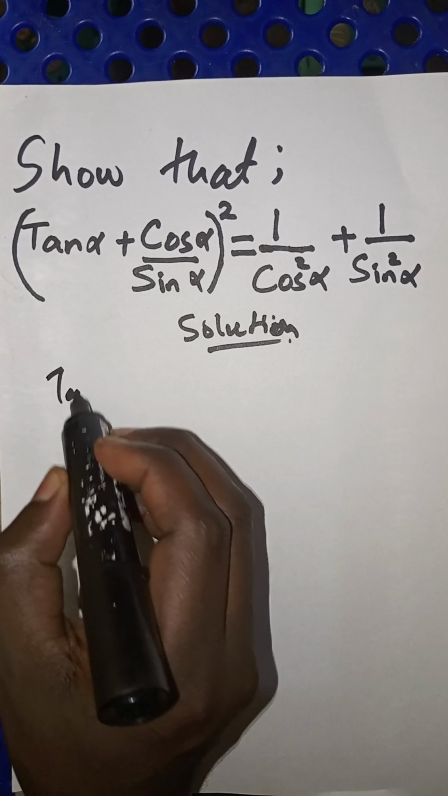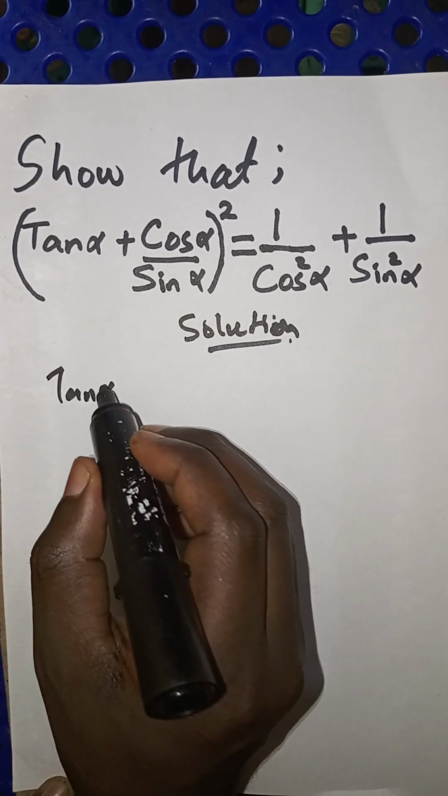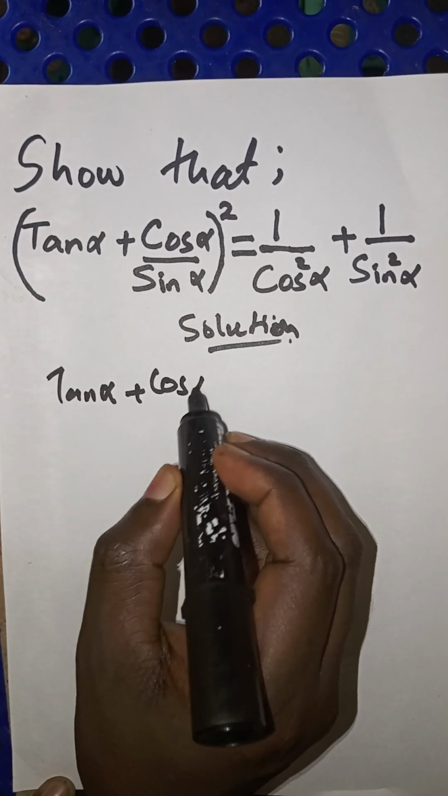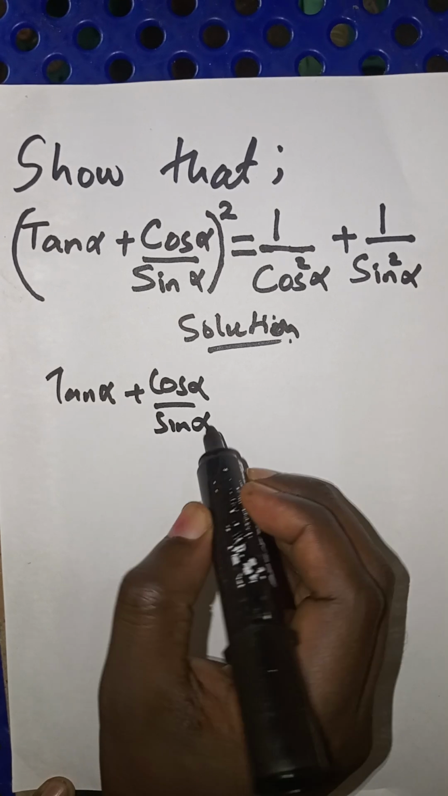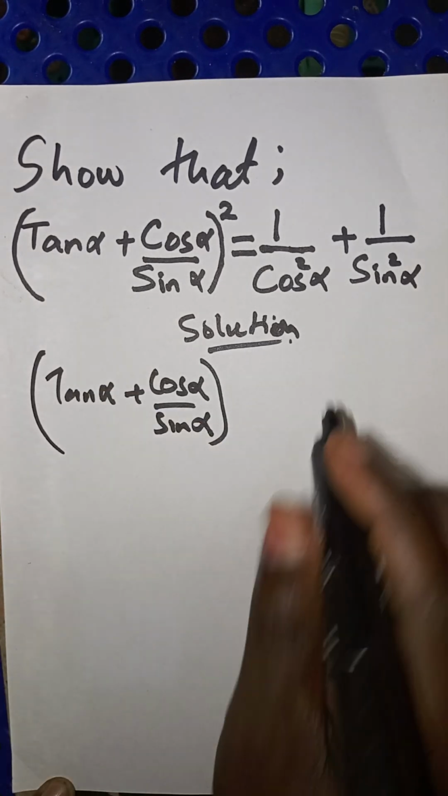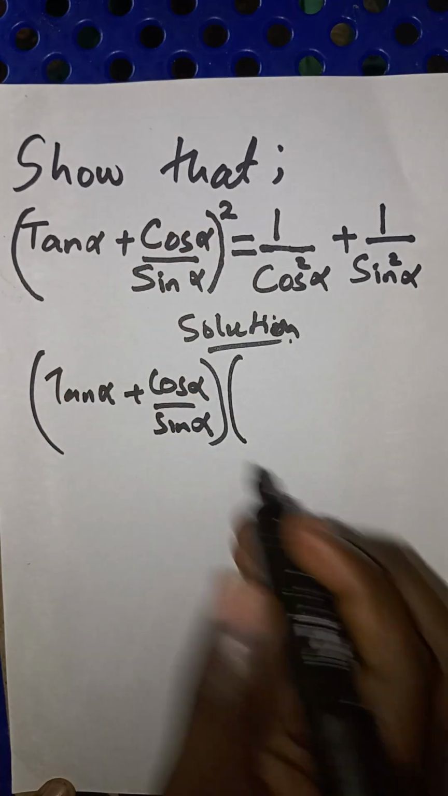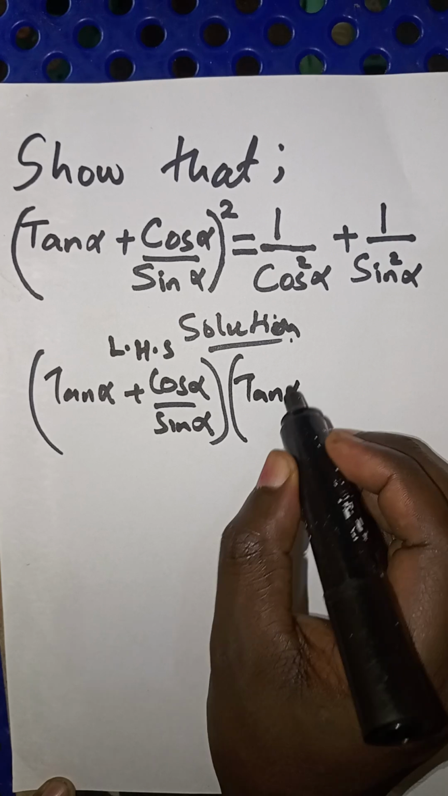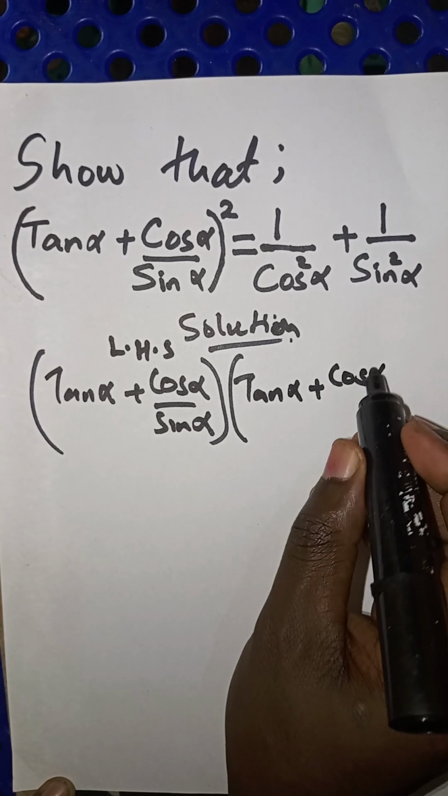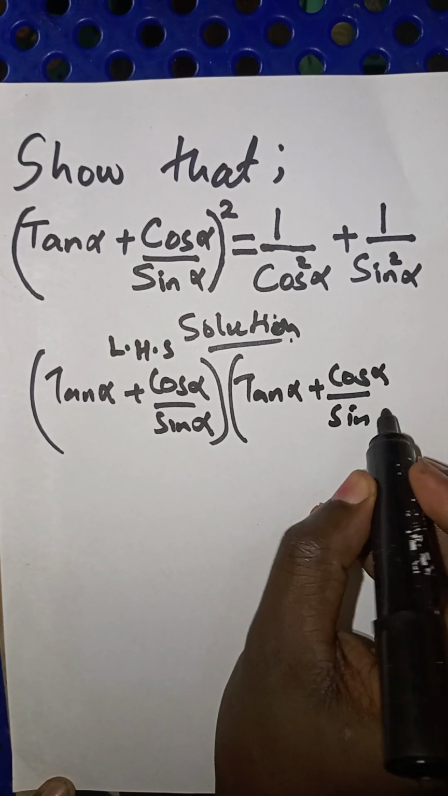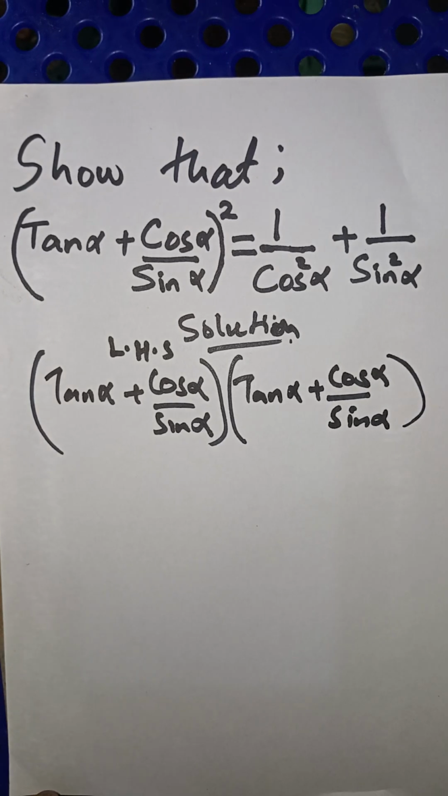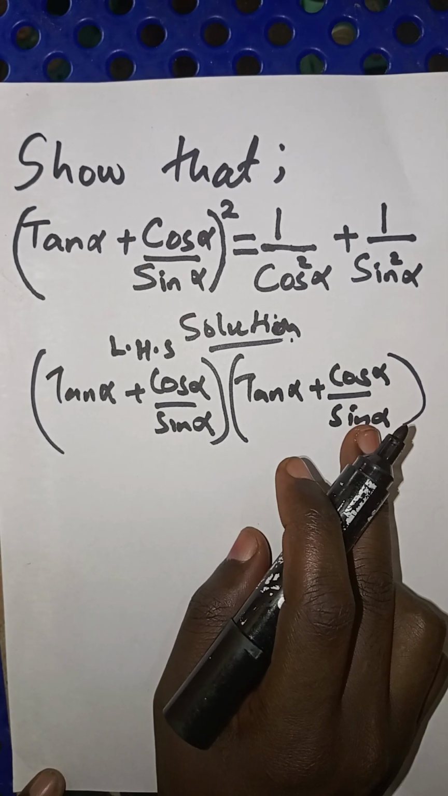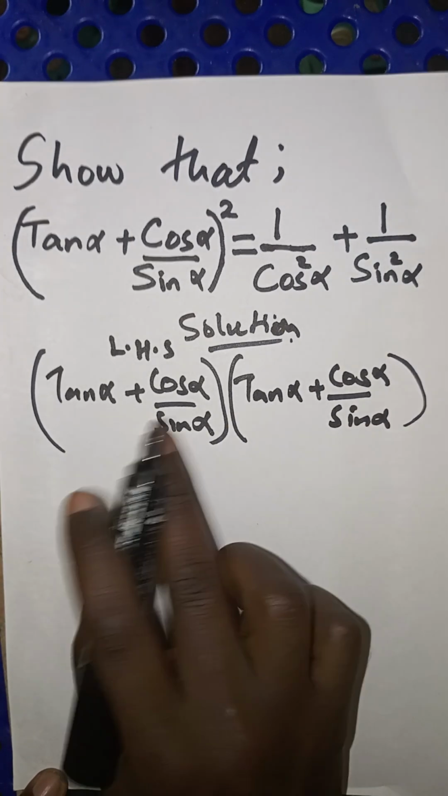I've said I'm going to expand this, taking the tan alpha plus the cos alpha over sine alpha. I'm going to multiply it by itself since it is squared on the left hand side. So it is tan alpha plus cos alpha over the sine alpha. Next step, I'm going to expand it.